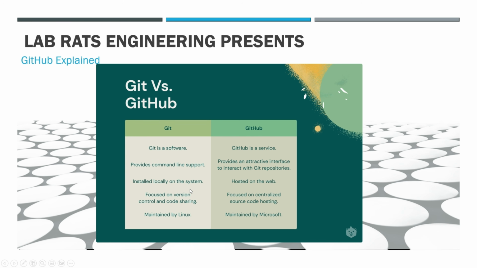Git is installed locally on your system, whereas GitHub is hosted on the web. Git is focused on version control and code sharing, whereas GitHub is focused on centralized source code hosting. Git is maintained by Linux, and GitHub is owned and maintained by Microsoft. Git is open source. No one owns it.